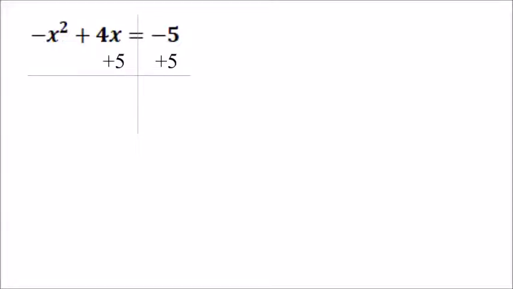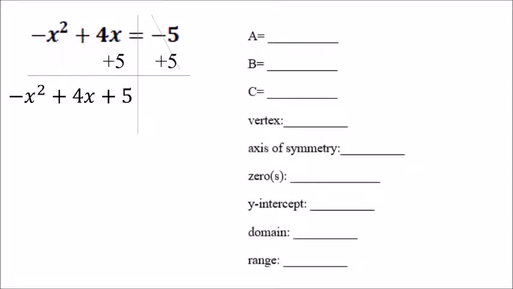Now, if you notice, I don't have any other constant numbers, so there's nothing I can add that 5 to. My equation now just becomes -x squared plus 4x plus 5. Given that information, I can now find the a, b, and c values. A is the number attached to x squared, and since there's a negative sign in front, that makes it a -1. B's value is +4, and C's value is +5.